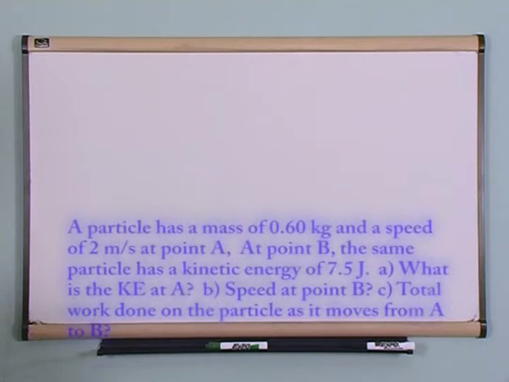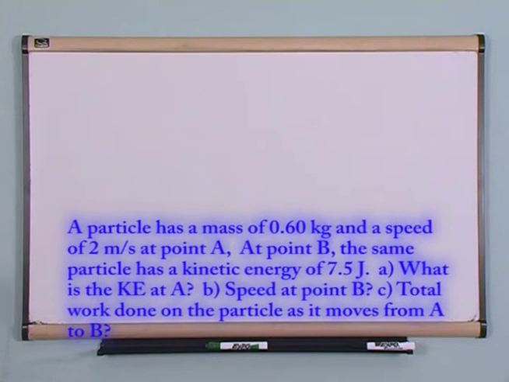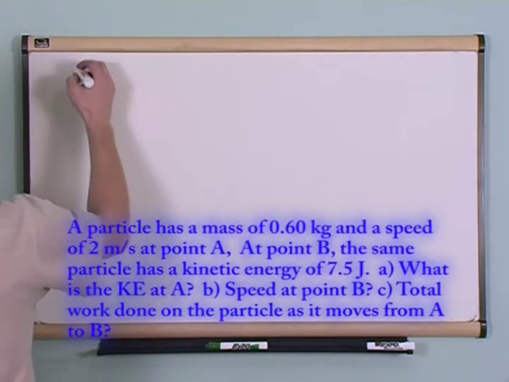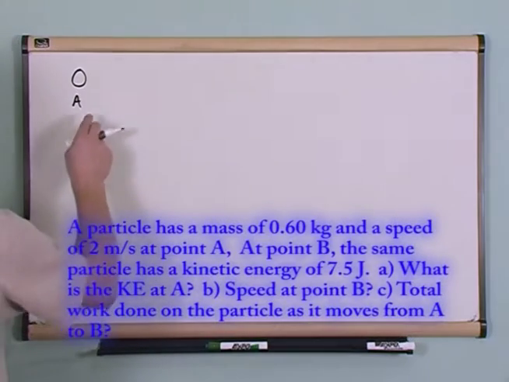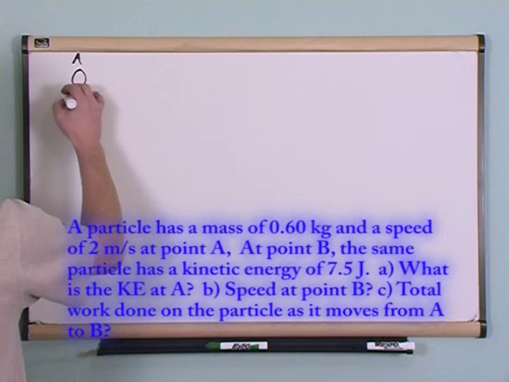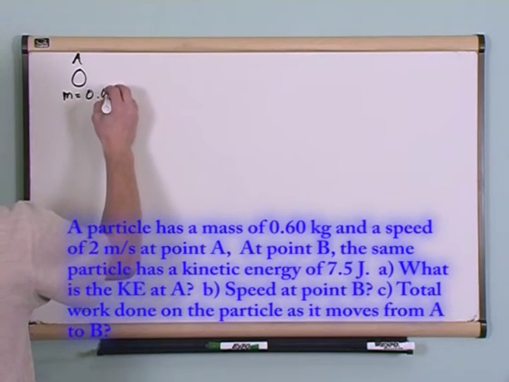So the next problem is you have a 0.6 kilogram particle, and it's moving at 2 meters per second at point A. And at point B, it has a kinetic energy of 7.5 joules. Questions. What is the kinetic energy at A? What is the speed at point B? And then we'll just go on from there. So the particle, which is a baseball or something, is right here at point A. Okay. Here, let's do this a little bit differently. It's at point A here. The mass is 0.6 kilograms.